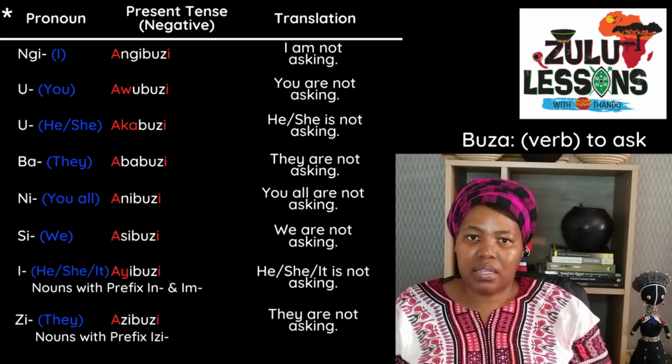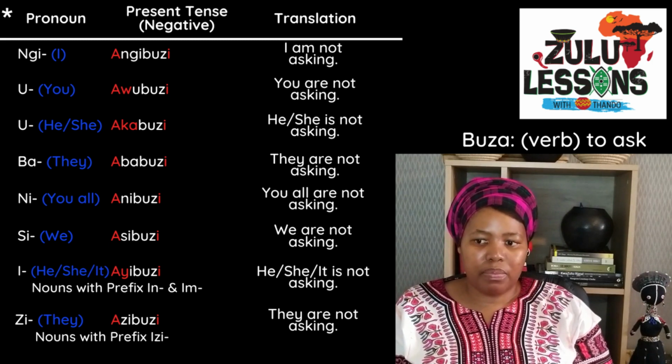Now the plural, they. Nouns that start with izi. Easy. Azibuzi. They are not asking.